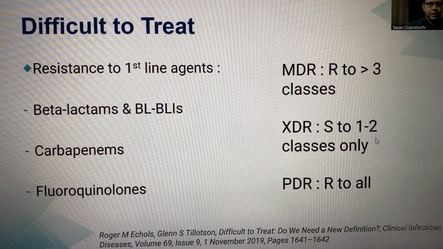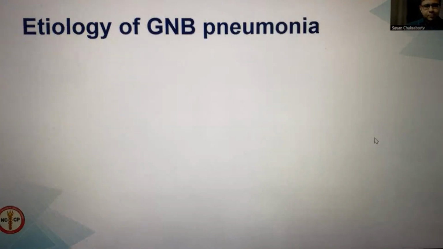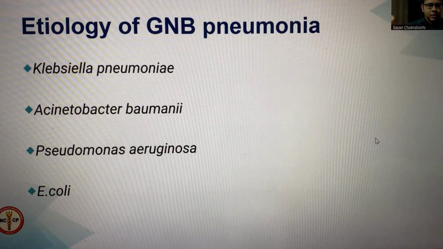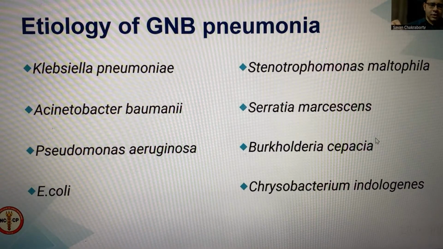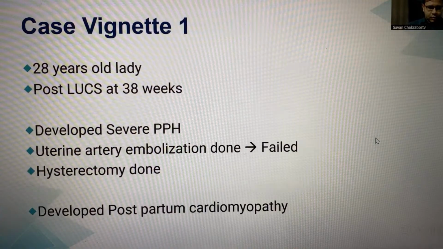So that's why there is an importance to this particular nomenclature. Now, as already discussed, what are the various etiologies of GNP pneumonia? The most common ones are part of the ESCAPE group of organisms: Klebsiella pneumoniae, Acinetobacter, Pseudomonas, and E. coli. And the lesser common ones, maybe what we call the atypical ones in common parlance, are Stenotrophomonas, Serratia, Burkholderia, and Chryseobacterium. These all, and there are many others, can be the etiology of gram-negative pneumonia.